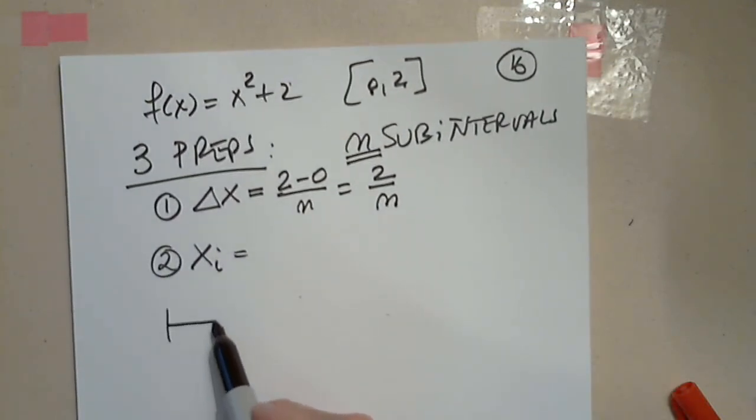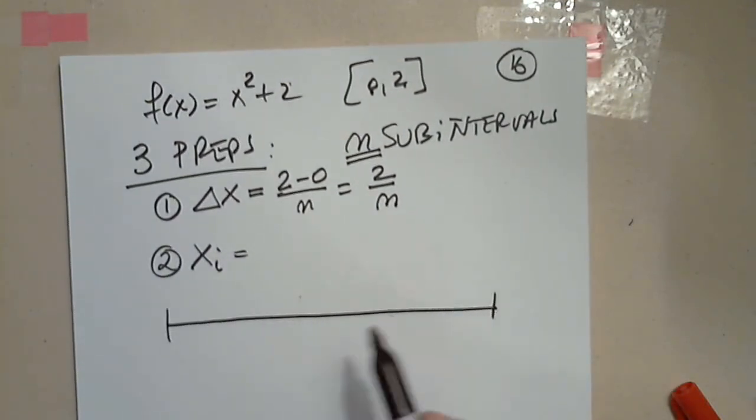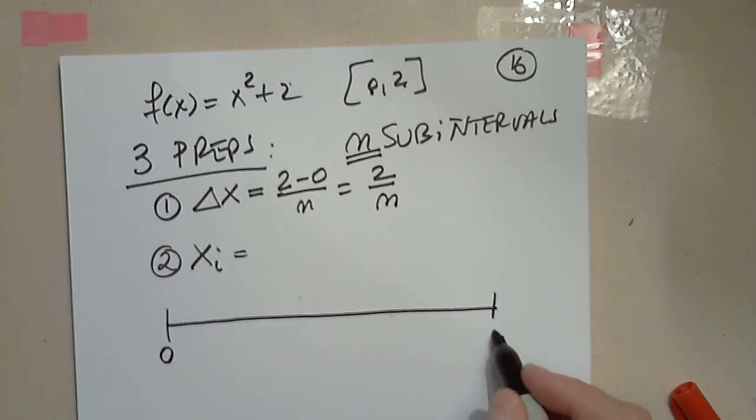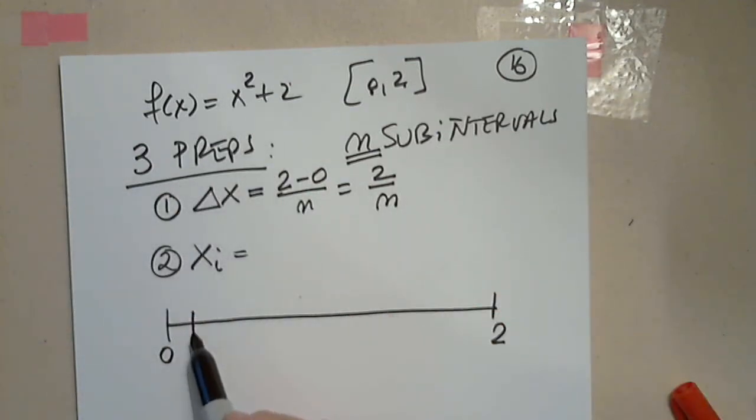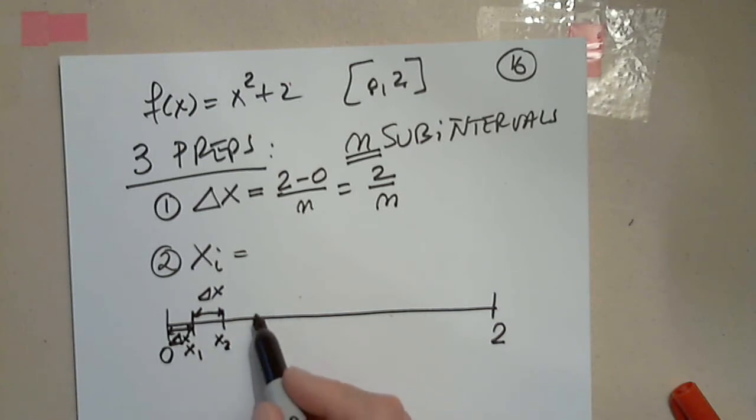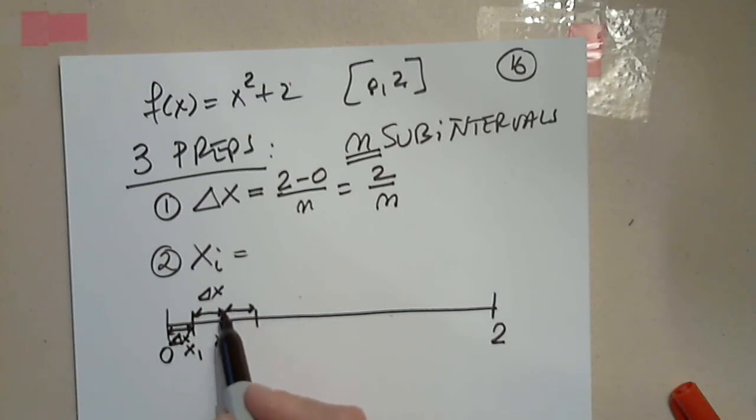So now let's illustrate this interval. This is the interval 0 to 2. And imagine the function is up here. So this is my first subinterval. The width is delta x. This is the next subinterval, the width delta x, and I get x2. Here is the third subinterval, delta x, and I get x3.